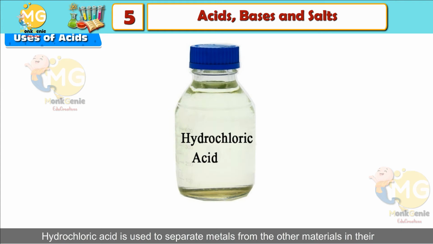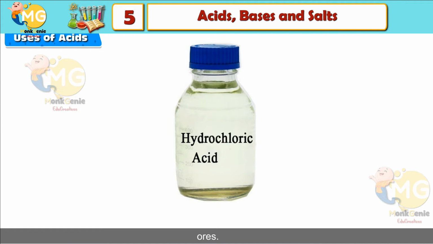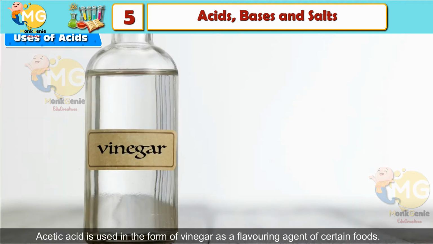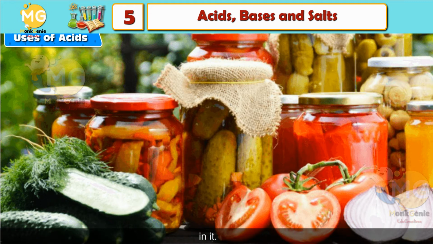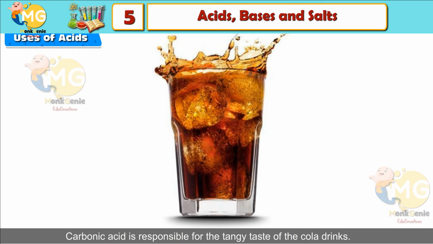Hydrochloric acid is used to separate metals from the other materials in their ores. Acetic acid is used in the form of vinegar as a flavoring agent of certain foods. It is also used to preserve many foods like onion and beetroot by soaking them in it. Carbonic acid is responsible for the tangy taste of the cola drinks.